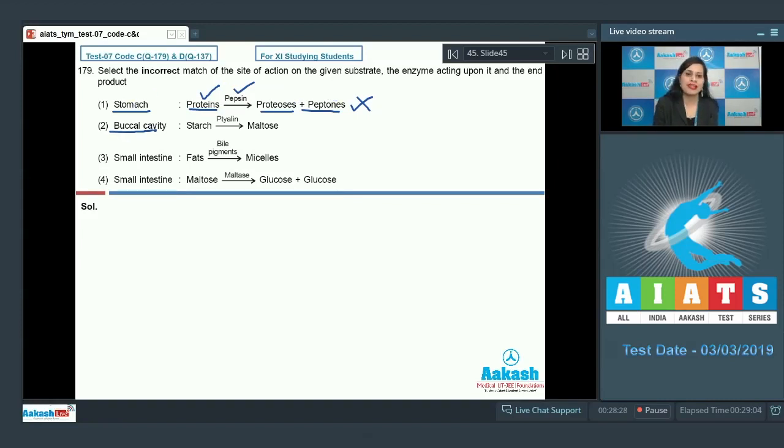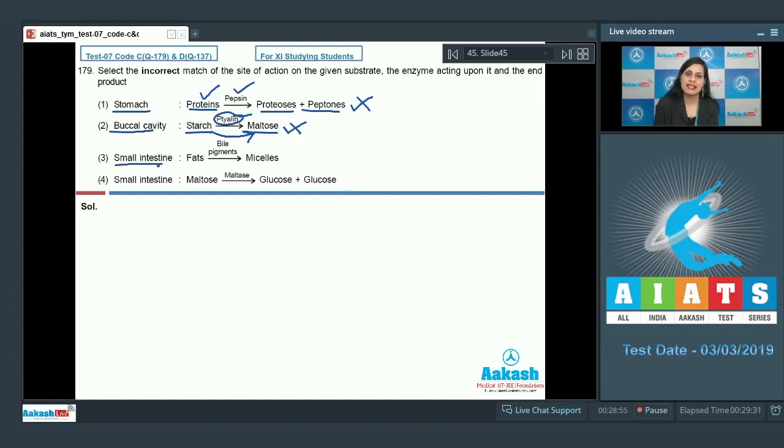The next option is buccal cavity, in which starch in presence of ptyalin breaks into maltose, and as it is also a correct match, this cannot be the correct answer to our question, because in oral cavity or buccal cavity, in presence of salivary amylase or ptyalin, starch is digested to maltose.